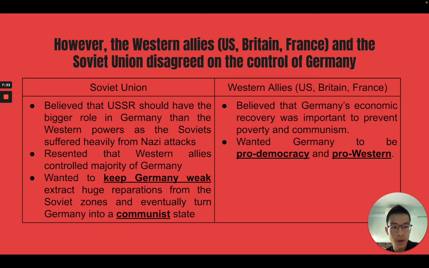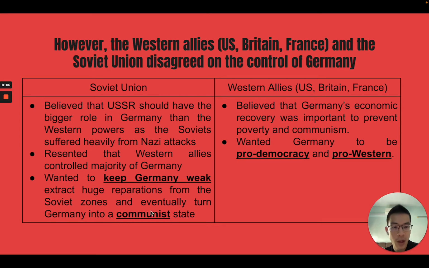So the Soviet Union had been invaded by Germany twice in its history, and it was terribly afraid that this German country, once it regains its strength, is going to pose another threat to the Soviets. Therefore, their main focus with regard to Germany was to keep Germany weak. How do I keep them weak? I want to extract huge amounts of reparations from the Soviet zones, take away all their money and resources. This does two things. One is to punish the Germans, and the second is to help the Soviets recover. Ultimately, their aim is to turn Germany into a communist state.